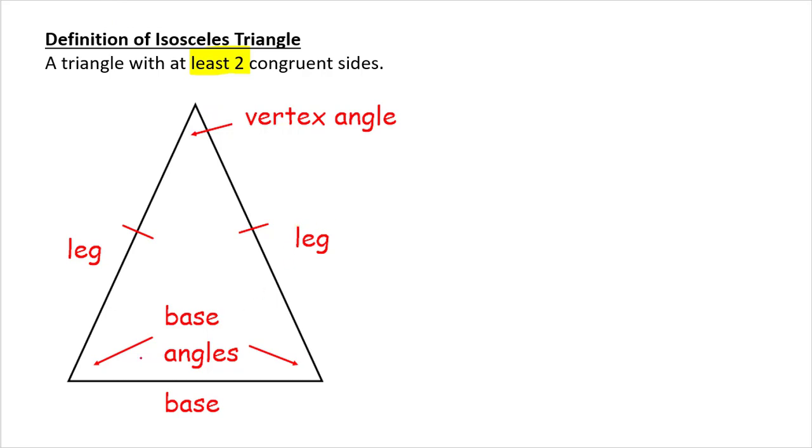And just as a reminder, the base angles are opposite of the legs, which are the two congruent sides, and the base and the vertex angle. And the vertex angle is up here, and then you have your base angles down here.